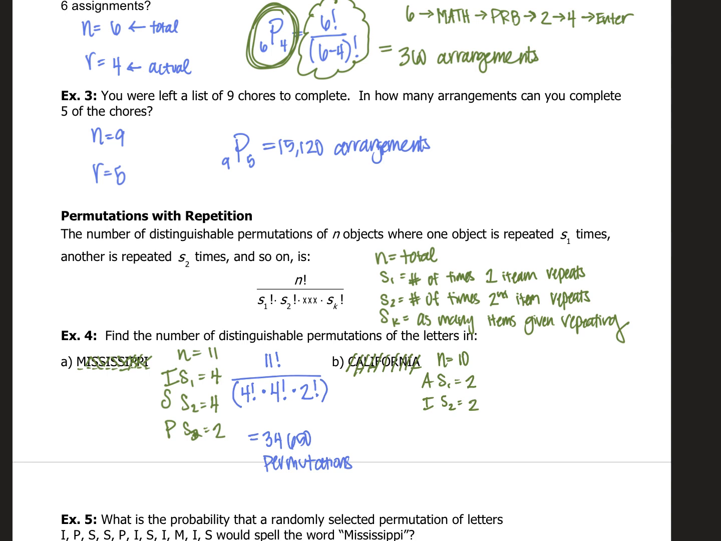So now utilizing that formula, our n goes on top, so we will have 10 factorial over our S1, which was 2 factorial, times our S2, which was again 2 factorial. Once again, please make sure you put your denominator inside parentheses when you're typing it in. And I got 907,200 permutations.